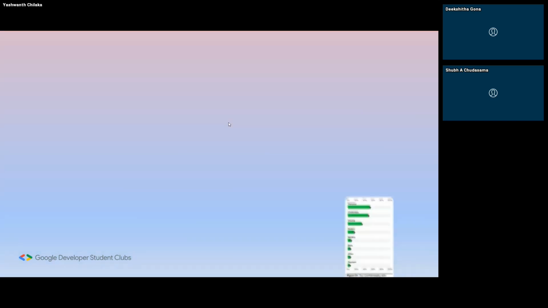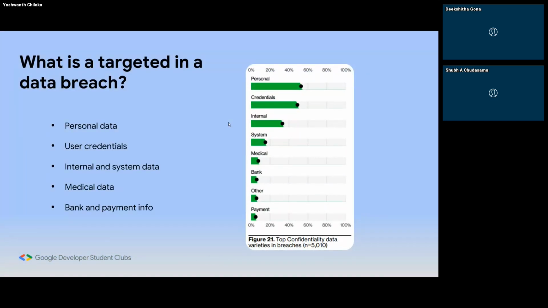The next part: what is targeted in a database breach? The crackers are after your personal data. No matter how insignificant you might think your data is, they are after it. It is followed by user credentials, as you can see in the graph, then system data, medical, and also your financial data. Cryptocurrency has also been targeted more these days, with a fourfold increase in the 2022 to 2023 span compared to 2021 to 2022.